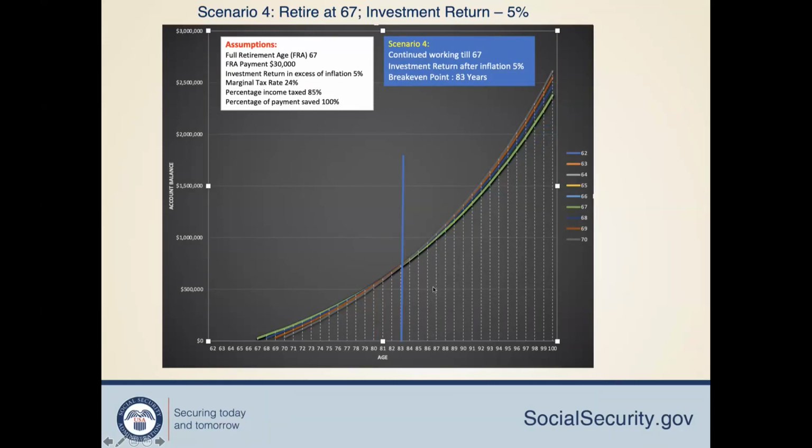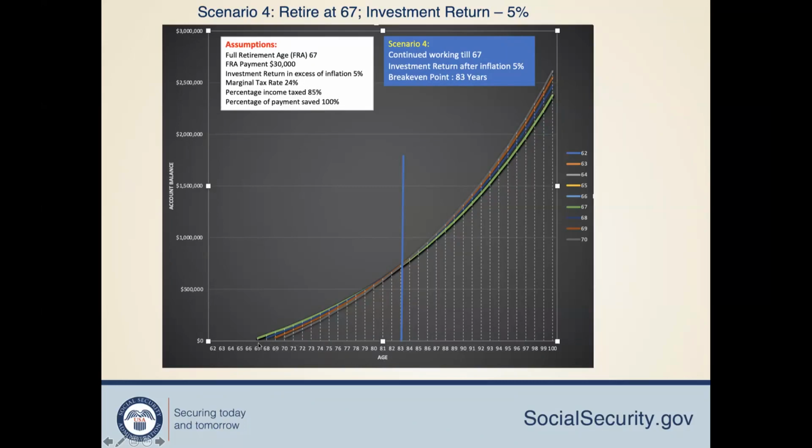But in this case, even with an investment return in excess of inflation, even if you take 5%, earlier it used to be 89, but now it has come down to 83, right? Why? Because of the withholding, even though you are working. Here you are working at 67. If you claim at 62, you're not going to get any money in hand because it's going to be withheld. So all these cases will be withheld, and it makes a difference in the break-even. From 89, the break-even came down to 83.